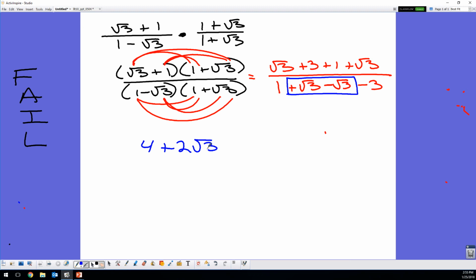Over 1 minus 3 is? Negative 2. Now, this is the part right here where a lot of people were messing up last time we tried to do this. Is there a common factor of the whole thing?